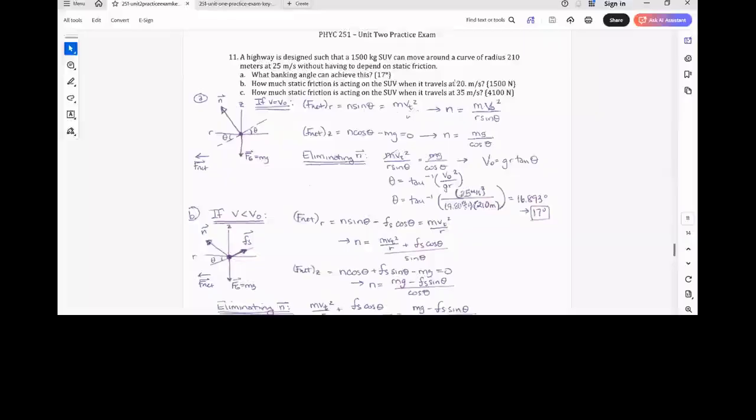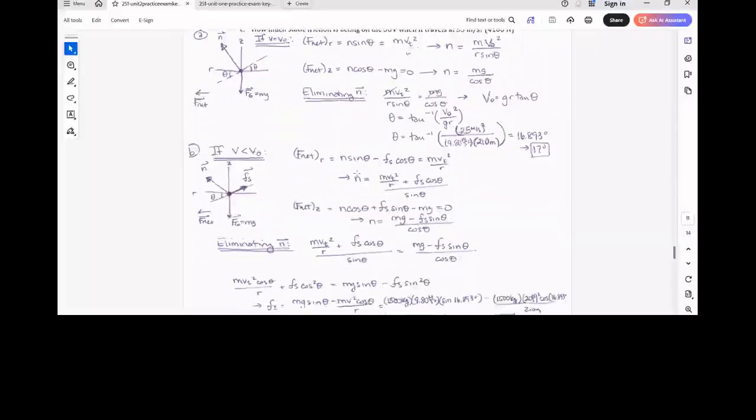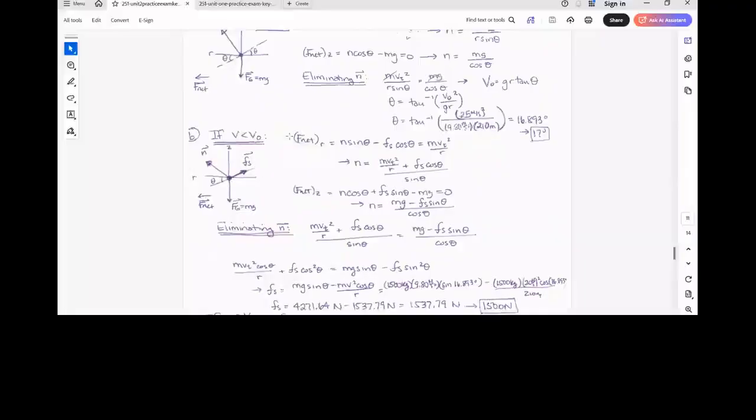So what if we choose a speed that's below? If it's 20 meters per second instead of the 25 meters per second that we're working with, here's what our free body diagram is going to look like now. There's still a net radial force that points toward the middle of the circle. There's still a normal force that's perpendicular to the road surface. Still a gravitational force that points straight down, independent of the road surface.